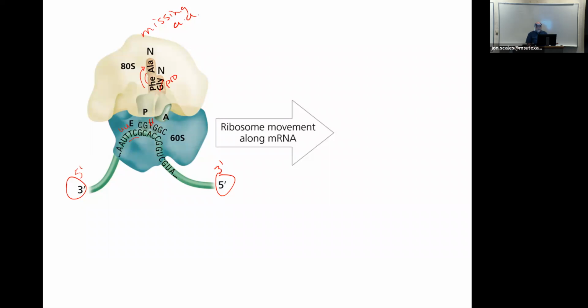Huge glaring numerical mistakes. Should be 50S and 30S. Well, it's a eukaryote, right? Does it say it's a eukaryote? Eukaryotic ribosome. So this is a 60S, and this is 40S for eukaryotes, right? And the whole thing is 80S.